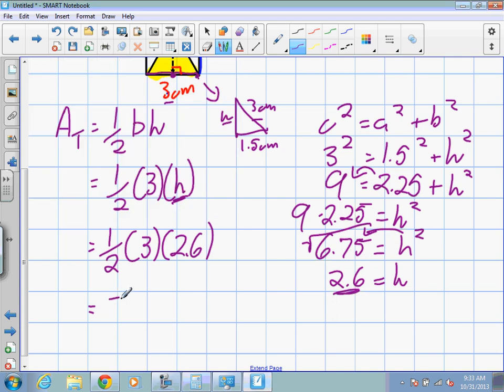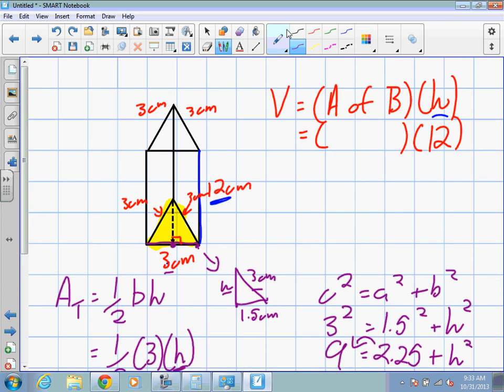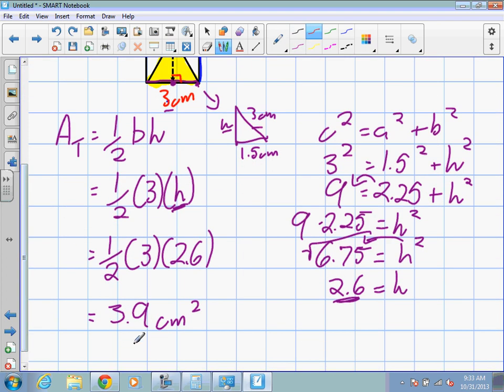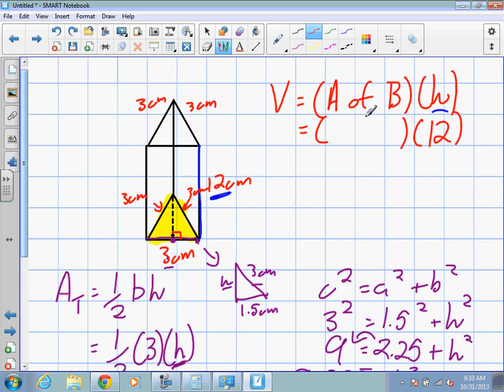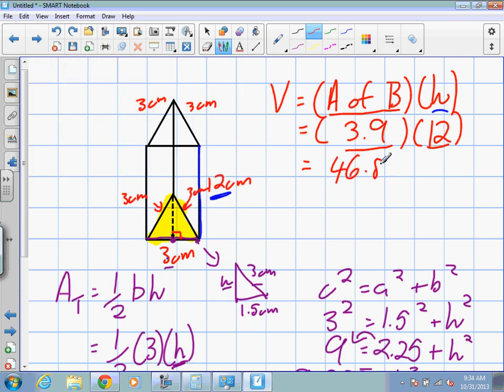Are we done? No. What was the whole point of this? It's the area of the base. And what did we just say it was? Good. So we take that and we plug it in for the area of the base. So to find the volume, the area of the base is 3.9 centimeters squared times our 12 centimeters. We get 46.8 centimeters cubed. Excellent. So we just did a pyramid and a prism volume.